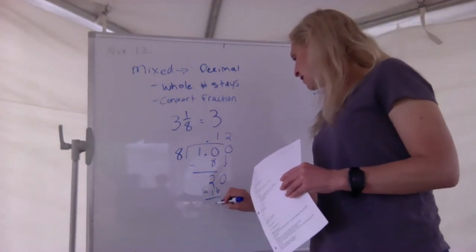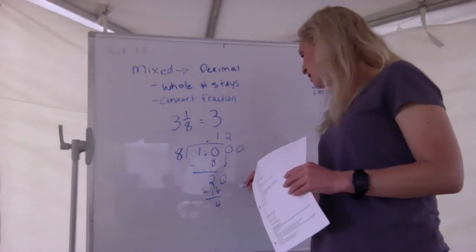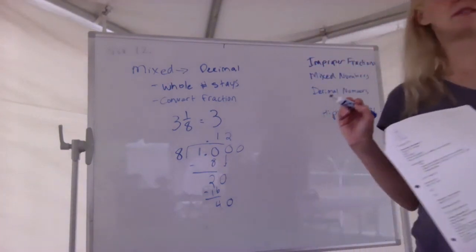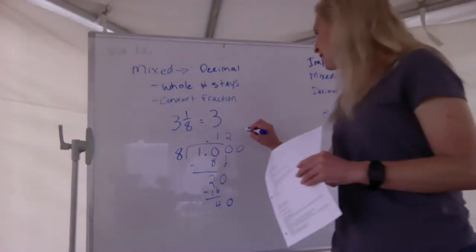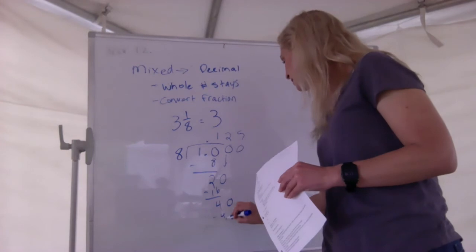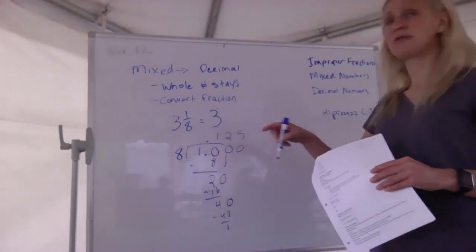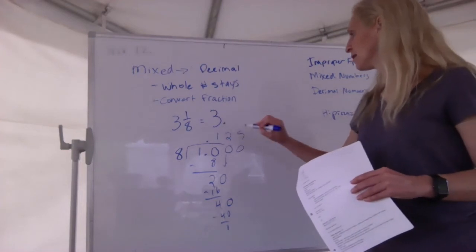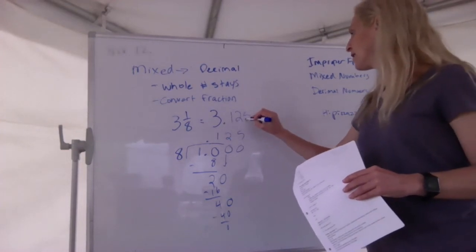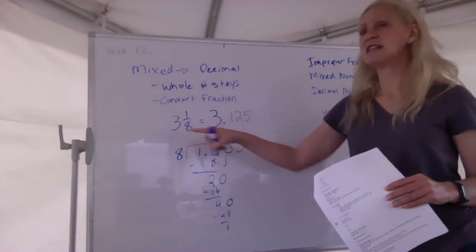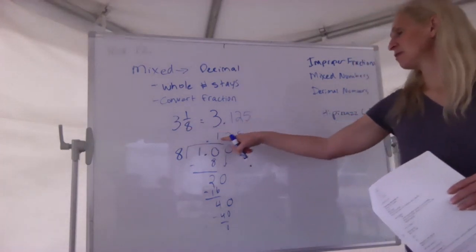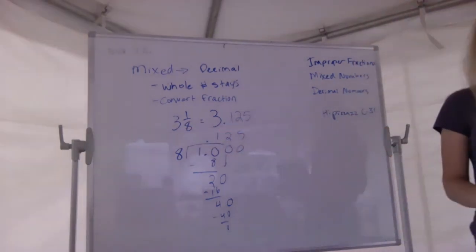Now we've got this. We're almost done. We've got to bring another 0 down. So how many times does 8 go into 40? 5. And we're done, right? Because 0.125. Okay, so then what would be our final answer? 3.125. Very good. So you see 3 stays, we add the decimal once we figure out what the decimal is of that fraction.